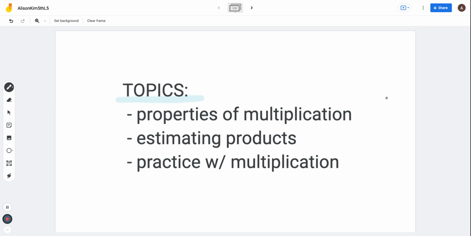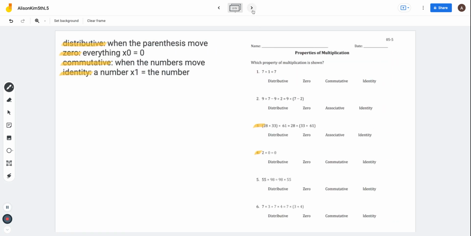Hi, fifth graders. Today's topics are properties of multiplication, estimating products, and then we're going to practice with some multiplication. So we're going to start off with the properties of multiplication. First, let's look on the left side before we look at the worksheet. We see my definitions of them. In this worksheet, it gives us four properties of multiplication.